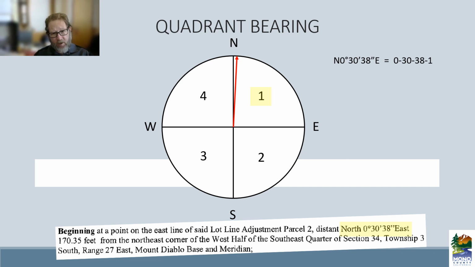And the way you would type that into your GIS is you wouldn't use the degree sign or the minute or the second sign, nor would you use NE. Instead, you would just type in 0 for 0 degrees, dash 30 for 30 minutes, dash 38 for 38 seconds, and then dash 1 saying that it's in the northeast quadrant. And that's how you would type that in to your COGO GIS software.